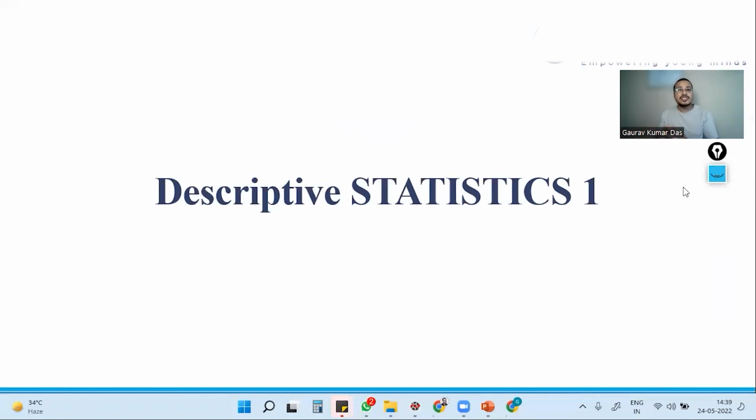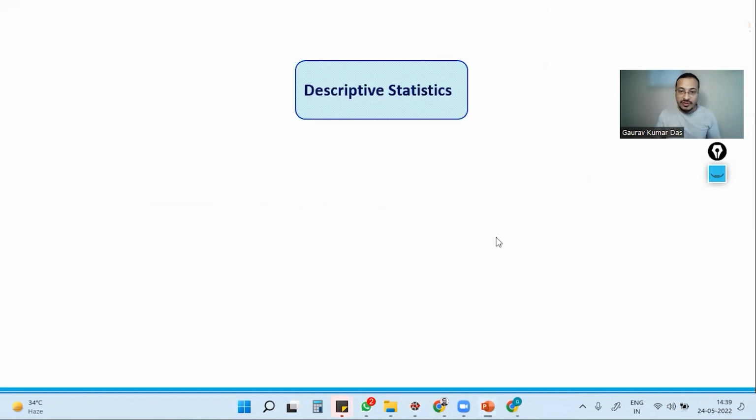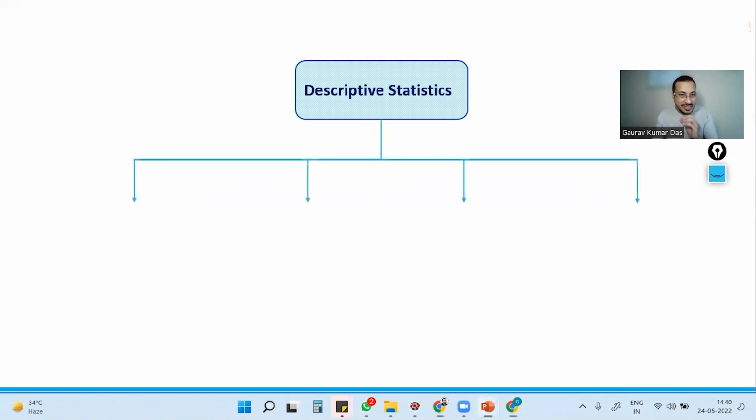Today will be the first part of descriptive statistics. We have divided the descriptive statistics section into two parts, 1 and 2. So let's start with the first section today. Descriptive statistics, what does it consist of? It basically consists of 4 parts.